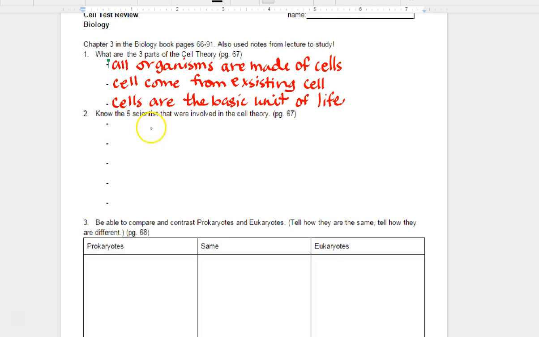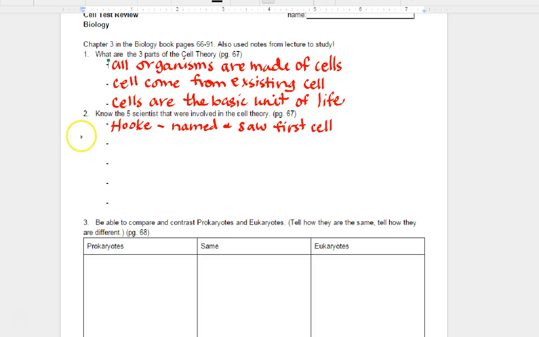All right, the 5 scientists that were really important. Our first one was Hooke, and he was the one that first saw cells and named cells. And then there were many people after him within the next 100 and 200 years that did a lot of work on the cell.